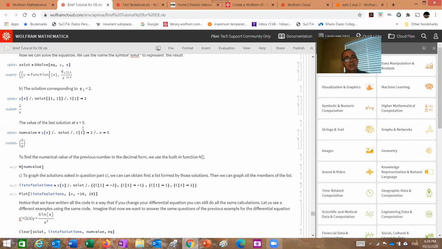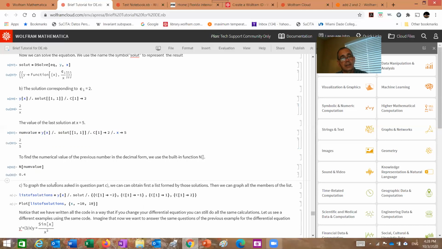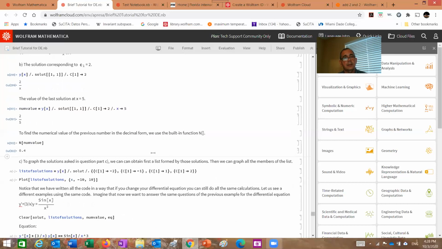Remember that if you don't want to see the brackets, you can put here double bracket 1, 1 to take the part of the solution which is exactly the rule, and then you press Enter and you get the 2/5. Now if you want to get a numerical value for the 2/5, you enter this function here, and you get that the numerical value in decimal form is 0.4.